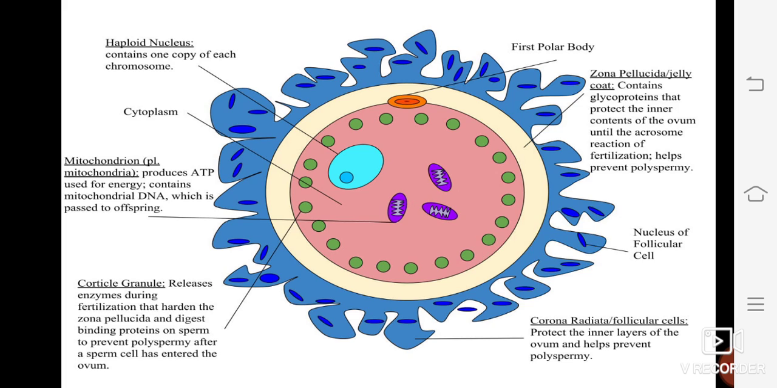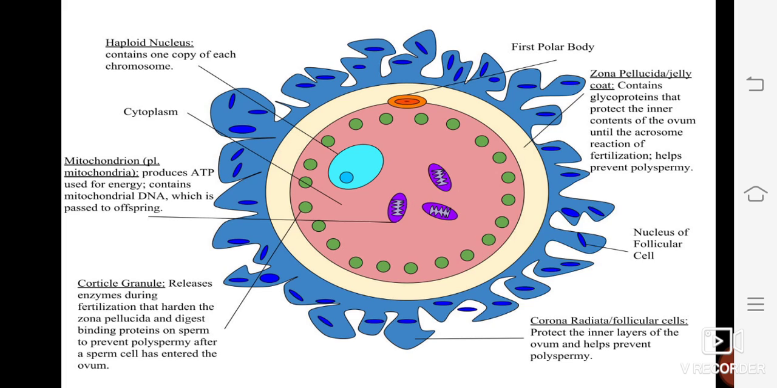It releases enzymes during fertilization that harden the zona pellucida and digest binding proteins on sperm to prevent polyspermy after a sperm cell has entered the ovum. And this color, orange, is the first polar body.